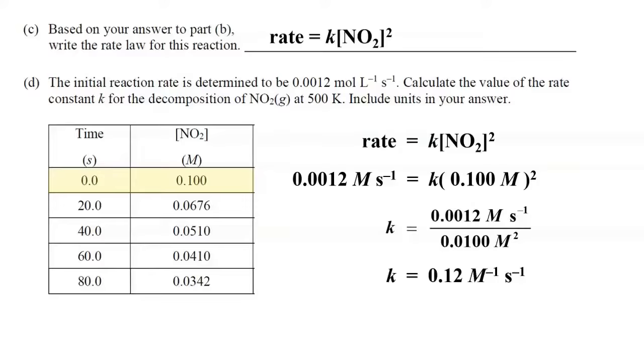As far as the units of the rate constant, I have molarity per second on top and molarity squared on the bottom. So when I resolve those units, I get molarity to the -1, seconds to the -1. So there is my numerical value of the rate constant, 0.12, and my units are molarity to the -1, seconds to the -1.